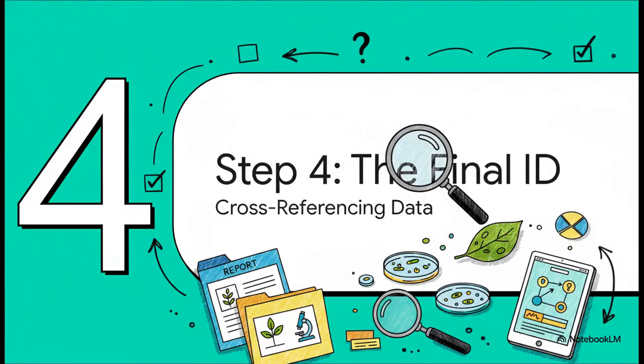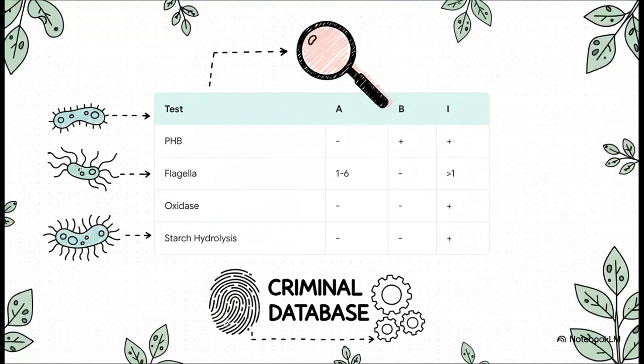Okay, now we have all the data from the lab. We are ready for the final step. We've got the field report, we've got the lab results, all the evidence is right here on the table. It's time to make the final identification. This final step works just like cross-referencing a fingerprint in a criminal database.